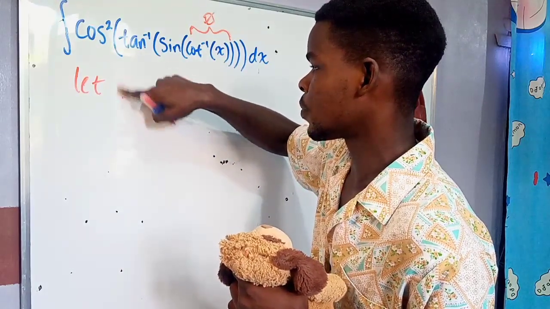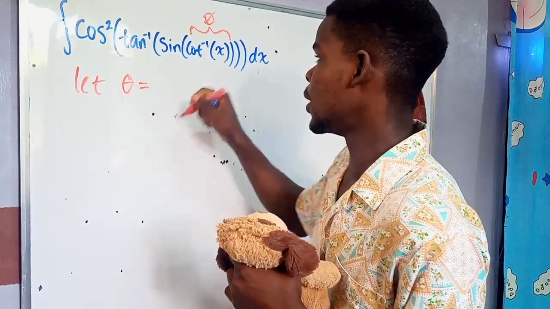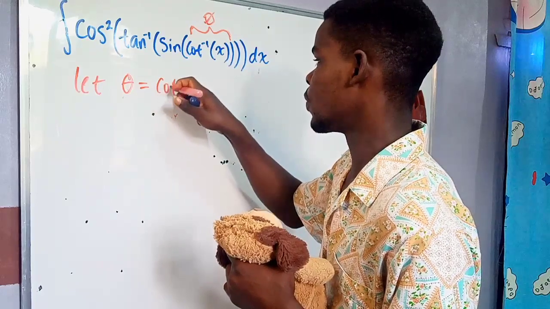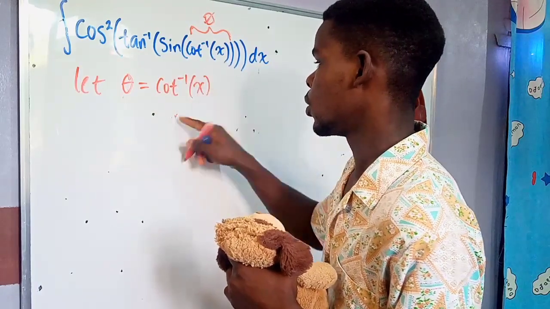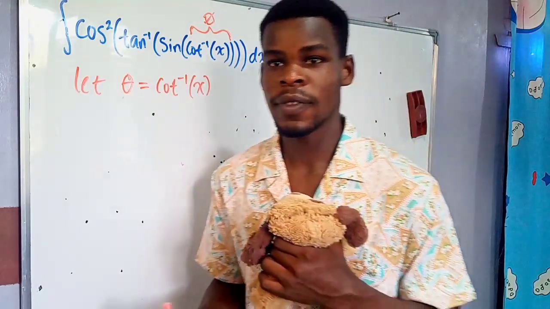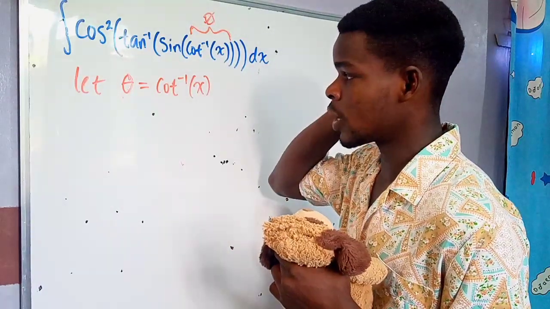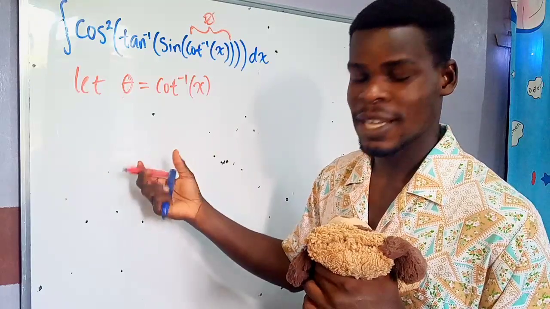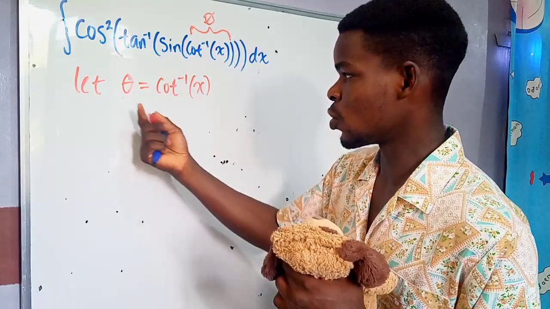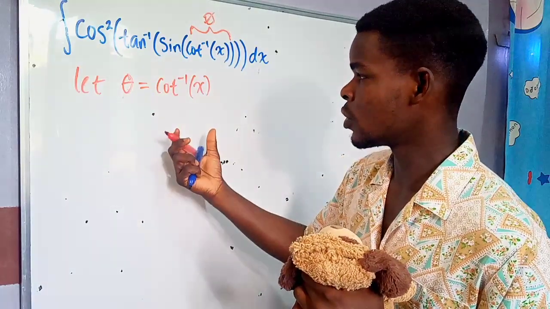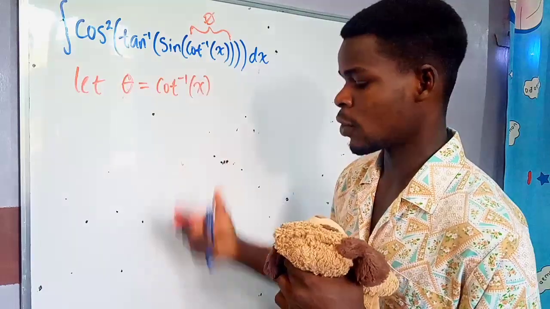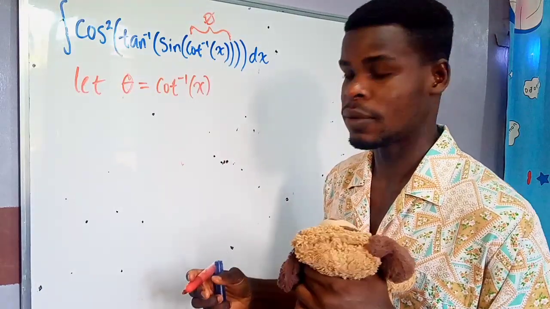theta be the domain of sine, which is the cotangent inverse of x. Good. So given that, we let theta be the cotangent inverse of x, right? Okay, we are not going to differentiate this as always, but we are just going to do this substitution, which will help us to make this function a little bit easier for us to handle.